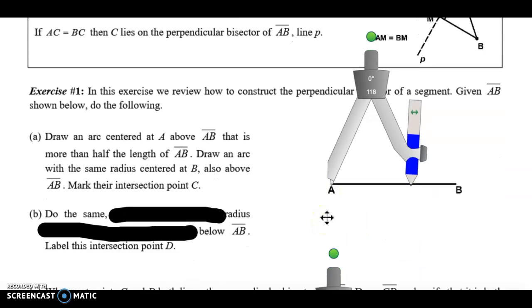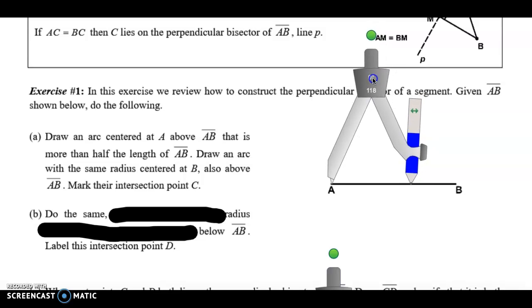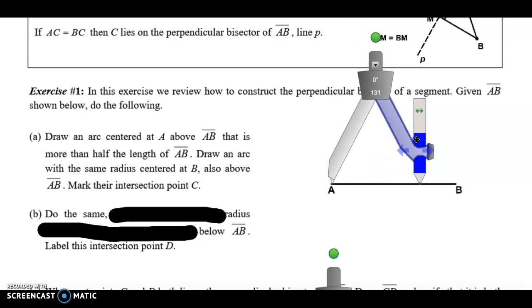So in this exercise number 1, we're going to review how to construct the perpendicular bisector of a segment given AB shown below. So the directions are there, but here's what you need to do. You take your compass, you put it on one of the endpoints. I'm going to put it on A. The only thing that you have to do is open it more than halfway. So I'm just going to judge where halfway is and make sure I go more than halfway.